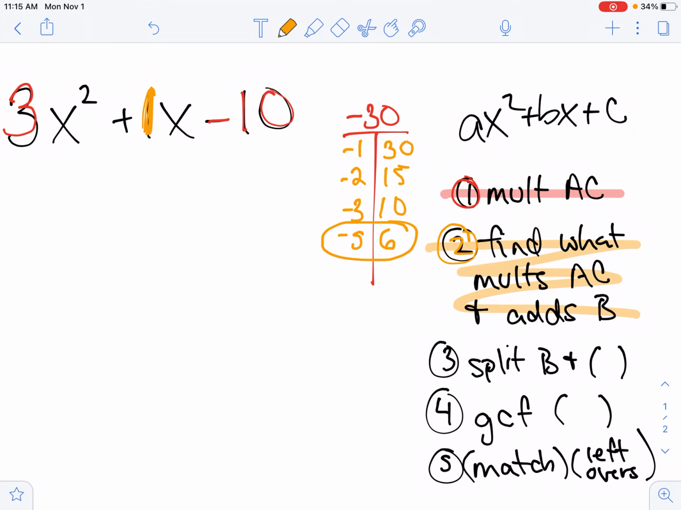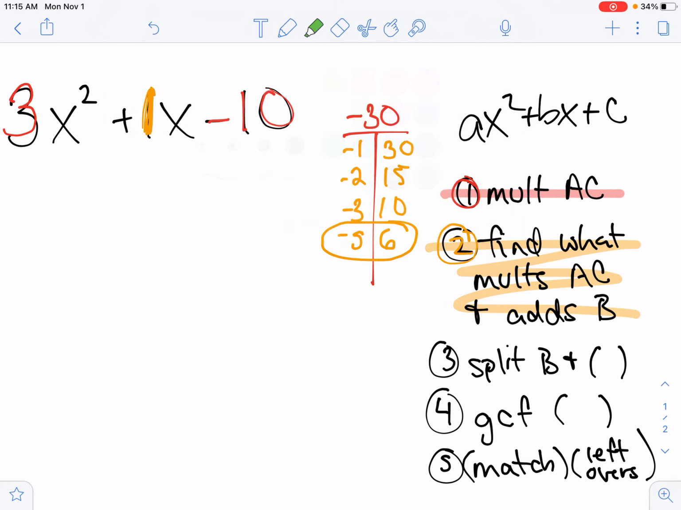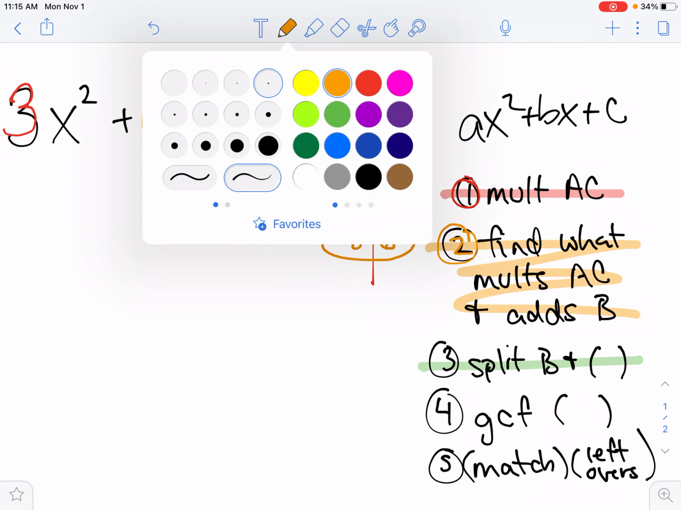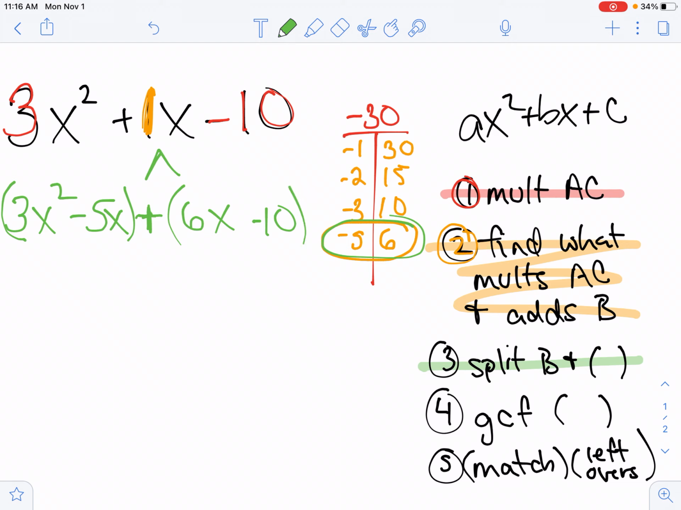If this was an A equals 1 problem, we'd be done. Unfortunately, we aren't. So we have to go on to step 3, which is split B. So we have 3x squared, that's in the front, negative 10, that's in the back. And what I mean by split B is we're going to rewrite it with negative 5x and a 6x, always with the plus in the middle. So if 6 had been negative, you would have put a negative there with the plus as well. Split B and add parentheses.